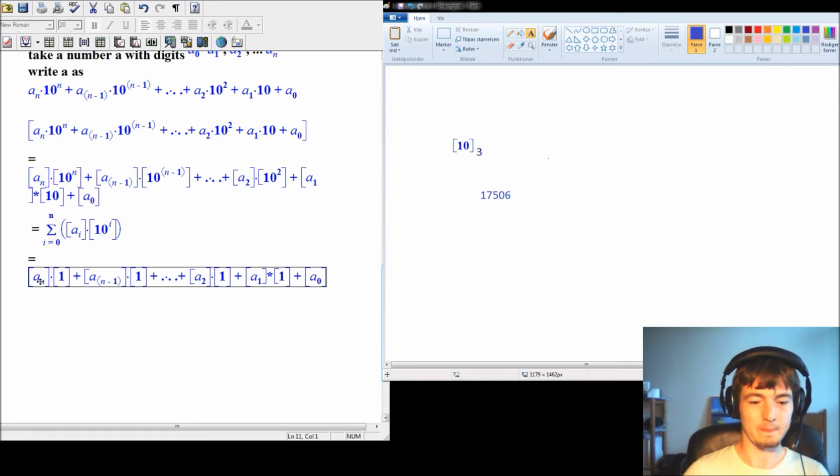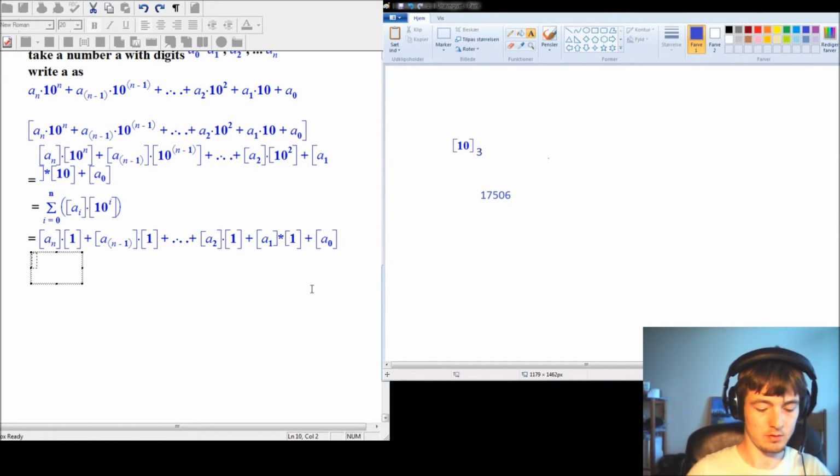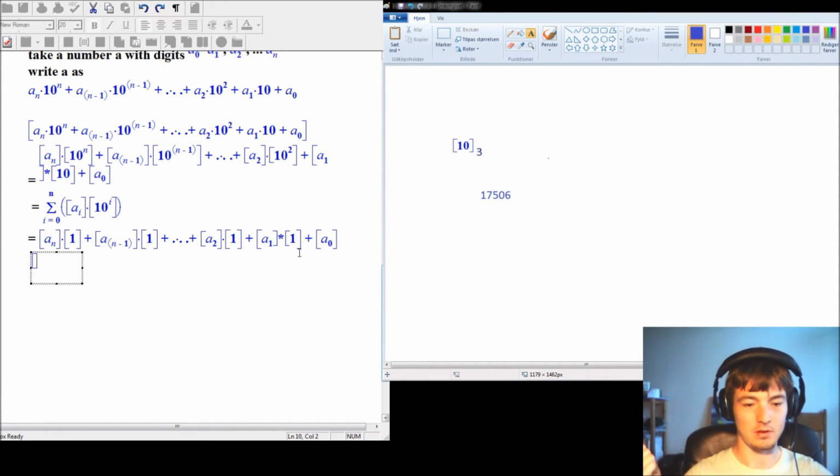So this is just the sum. Well, they are all multiplied with 1. So this is just the sum of an plus an minus 1 all the way down to a2 plus a1 plus a0. These are the digits, so I just add the digits together. And what will these digits give me? Well, they'll give me the digit sum.